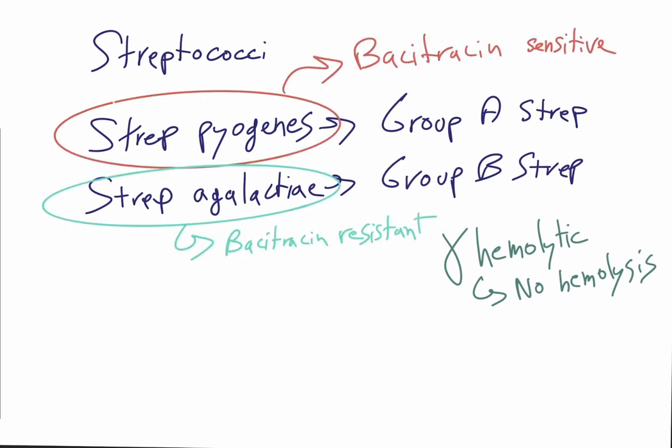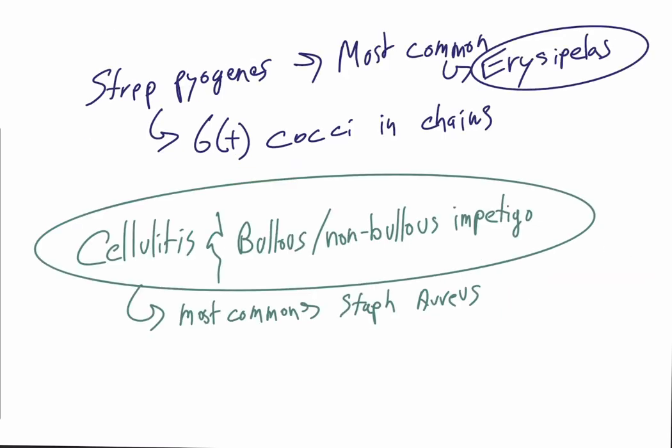Now, Strep pyogenes is bacitracin sensitive. Strep agalactiae is bacitracin resistant. Strep pyogenes is a gram-positive cocci in chains, unlike Staph aureus, which is gram-positive cocci in clusters. Enterococci and viridans strep are also gram-positive cocci in chains.